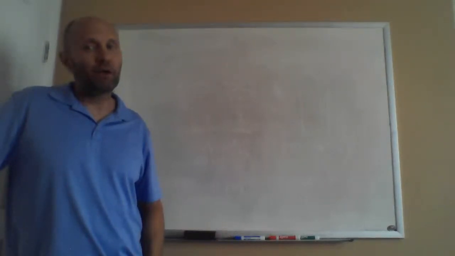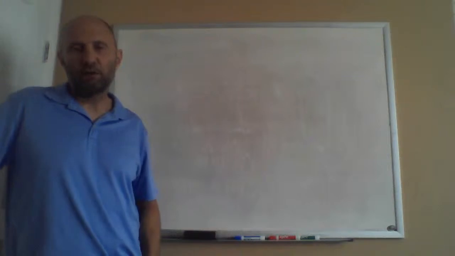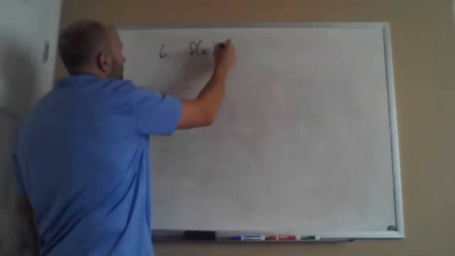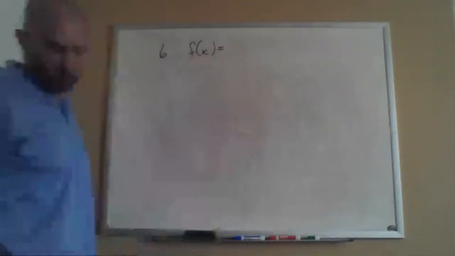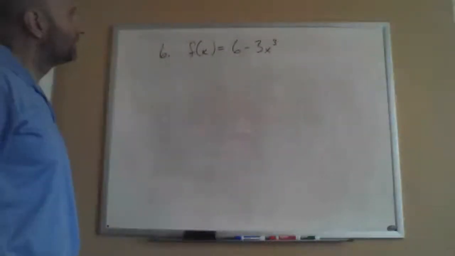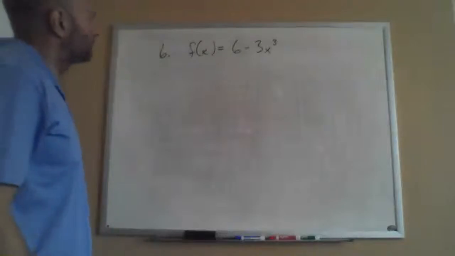All right, anything else on 3.1 or 3.2 before I get into some of the assessment questions? A couple of questions on the assessment didn't look familiar to what you had seen. So for number 6, you had f of x is equal to 6 minus 3x to the third power. You have to find f inverse.